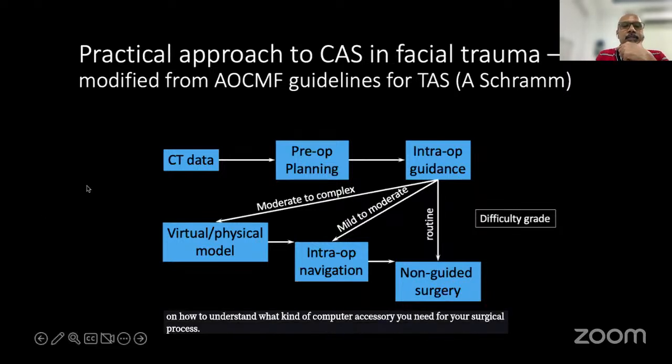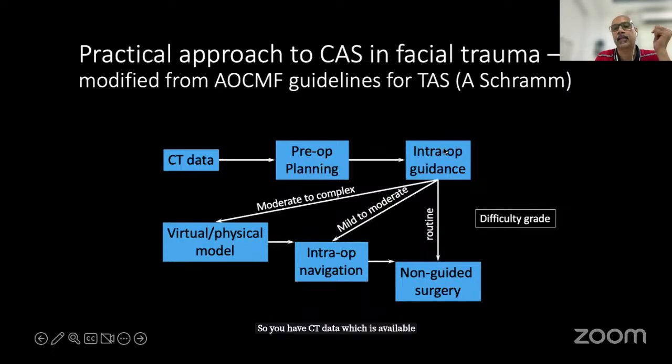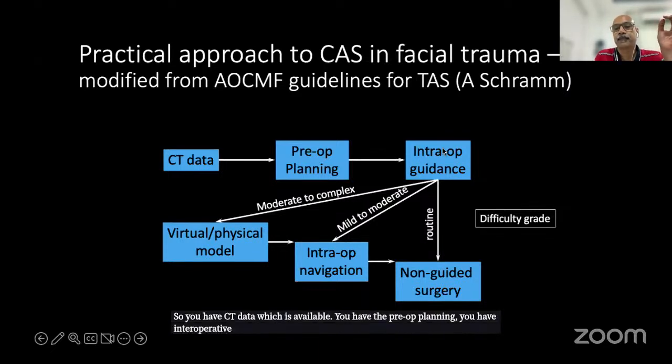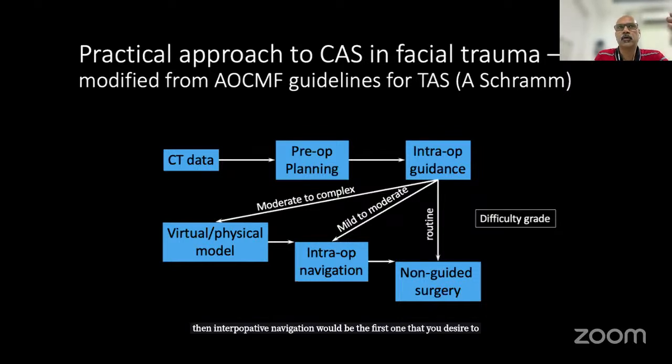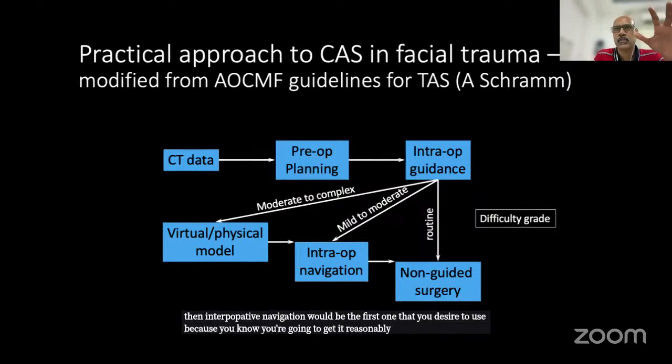So you have CT data which is available, you have the pre-op planning, you have intraoperative guidance available. But depending on the difficulty grade, you can choose. So if it's a routine surgery, you can use non-guided surgery. If it's mild to moderate in difficulty grading, then intraoperative navigation would be the first one that you desire to use, because you know you're going to get it reasonably right. You just want to check whether you're able to achieve it right. So that's the second level.